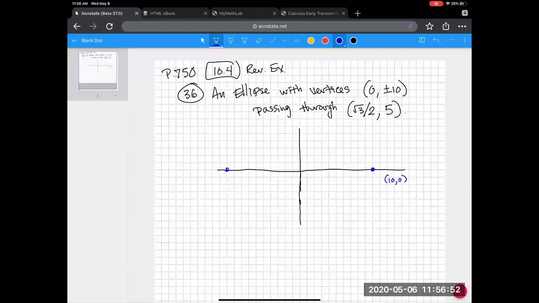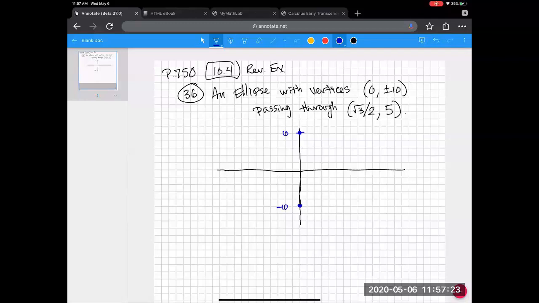Oh, I totally got it wrong already. So 10 is in the Y spot, not the X spot. So I got to back that up. And I'm going to change the scale of my graph. So let's say this is at 10. We've got a point up here, 0, 10. And at negative 10. So they're saying vertices, and they're not saying minor vertices. So as I said in this book, that means they're talking about major vertices.